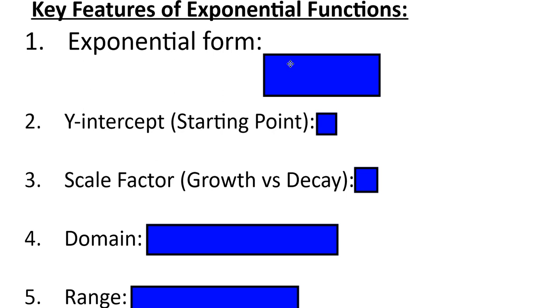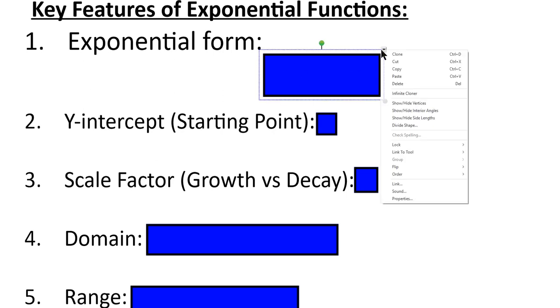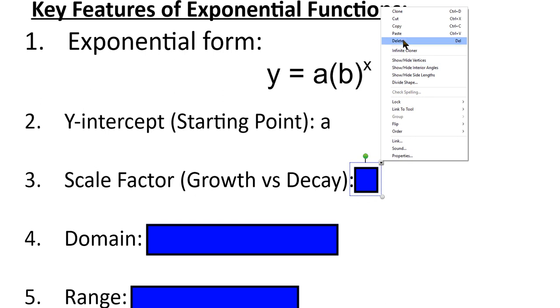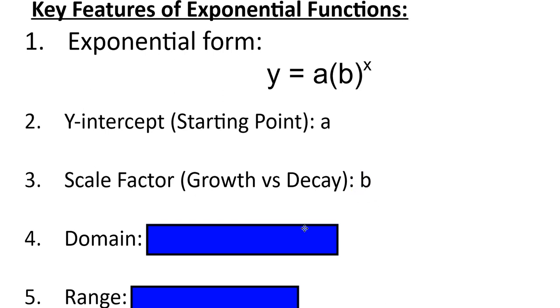What is the exponential form? We saw it yesterday, and it's not deleting, so I got to delete it purposely. And there it is, y equals a parentheses b to the x power. That starting point we talked about yesterday as well was our a value. The scale factor, which is the growth or decay, depending on what that value is, is our b value.